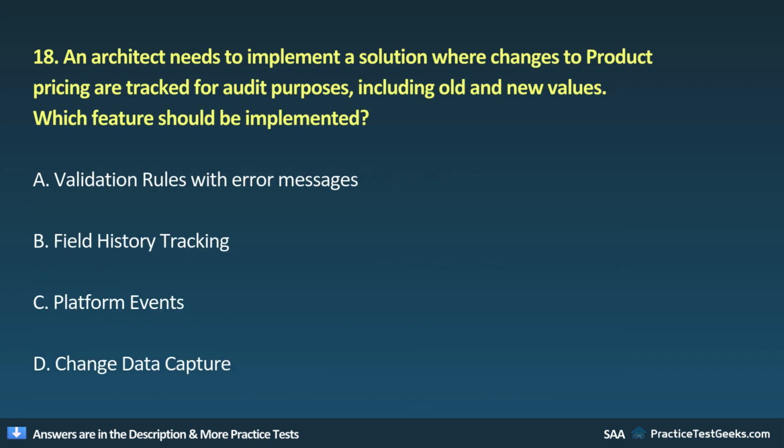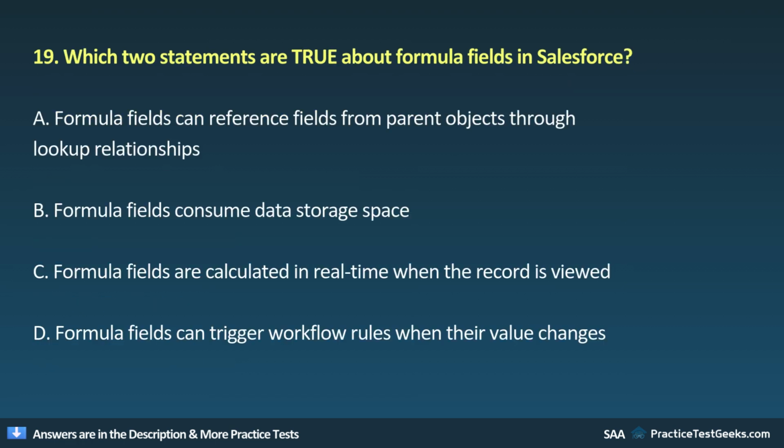18. An architect needs to implement a solution where changes to product pricing are tracked for audit purposes, including old and new values. Which feature should be implemented? A, validation rules with error messages. B, field history tracking. C, platform events. D, change data capture.